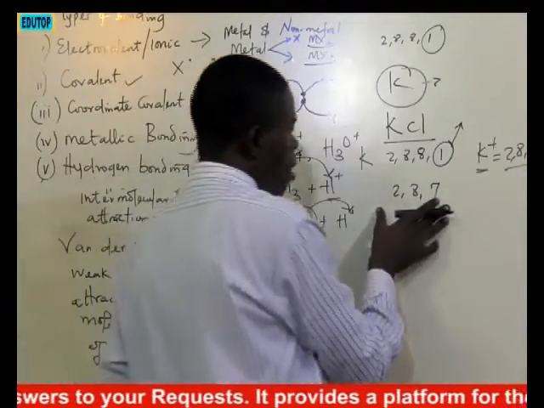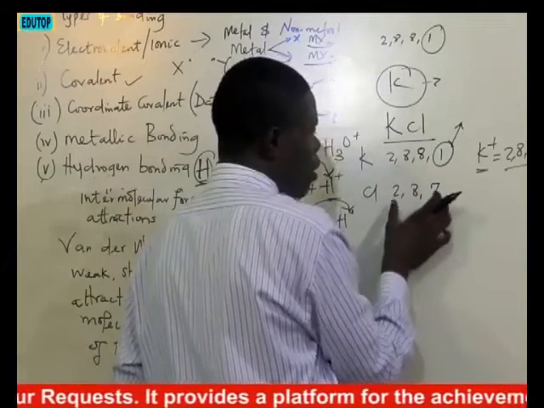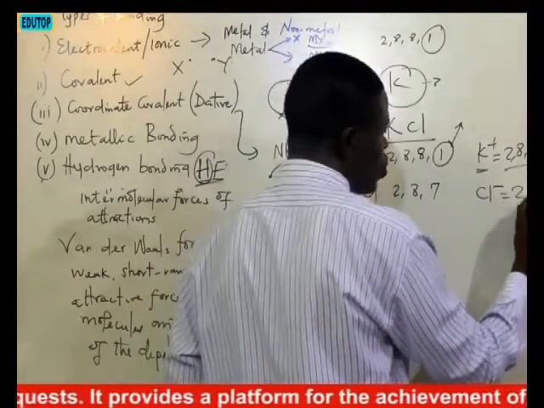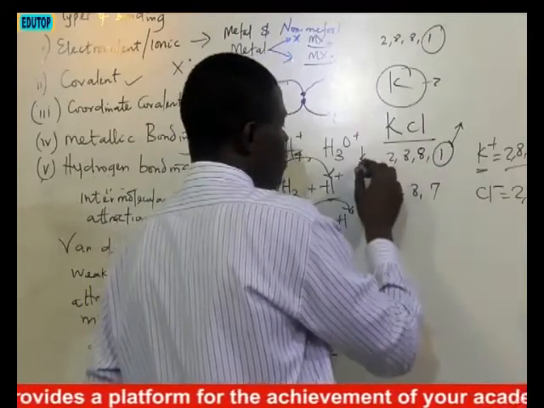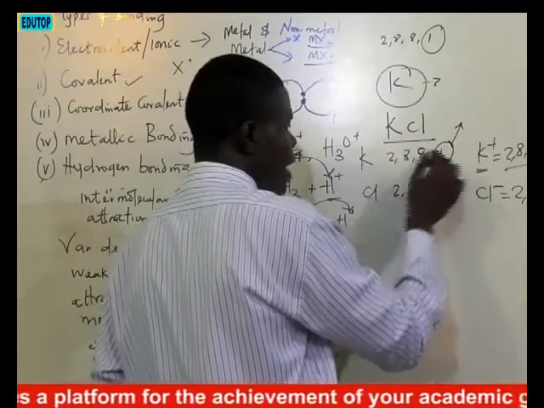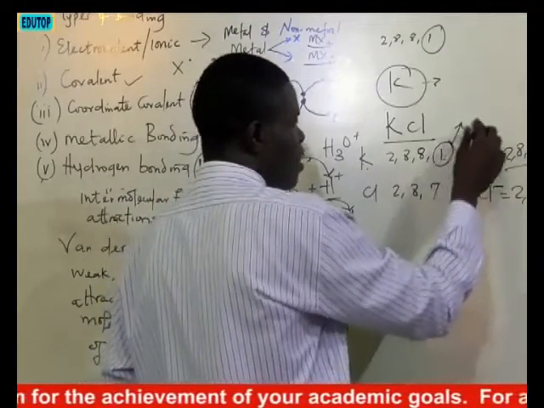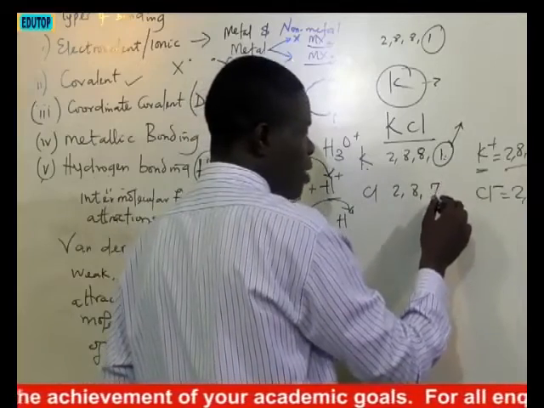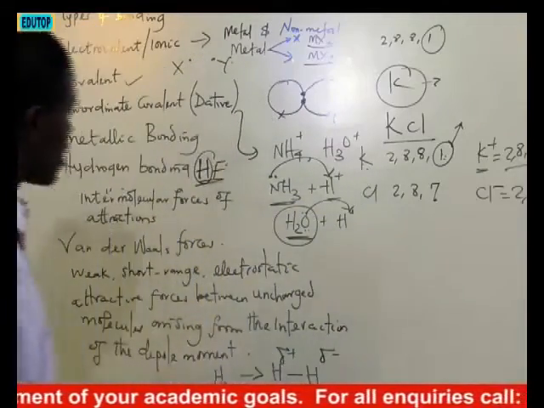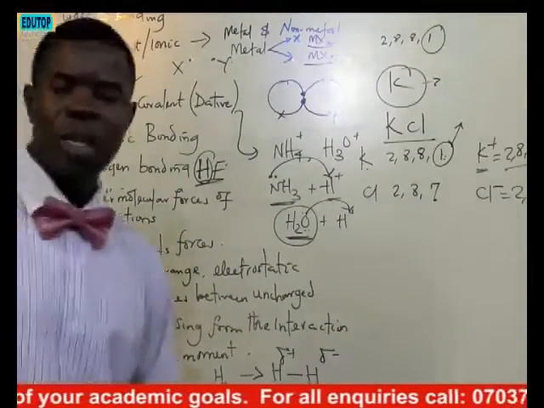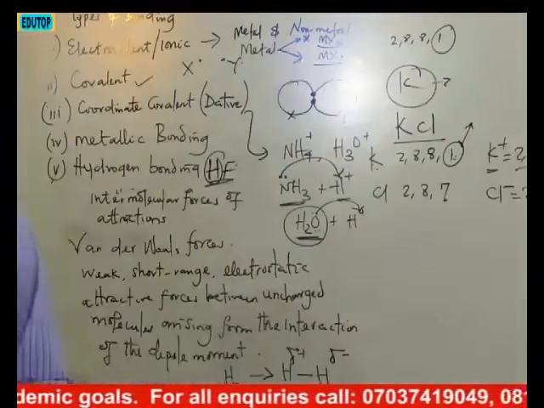Then chlorine will also be working towards stability at the octet state. So Cl minus will now be 2,8,8. So what is happening here is that the valence electron on the potassium has been transferred. So that's why the 7 is now becoming 8. So in that situation, this is a typical example of an electrovalent combination. So that is how one can use electron configuration to predict the bond type of a compound.